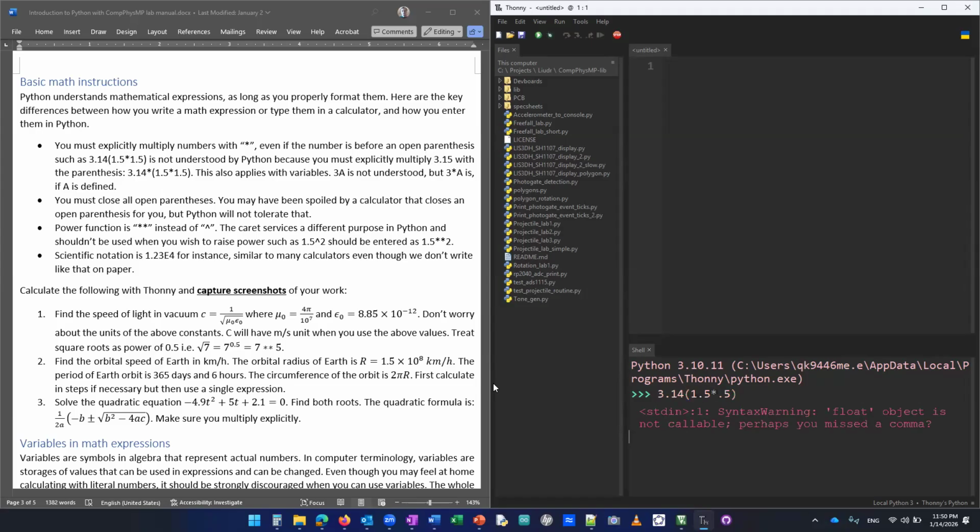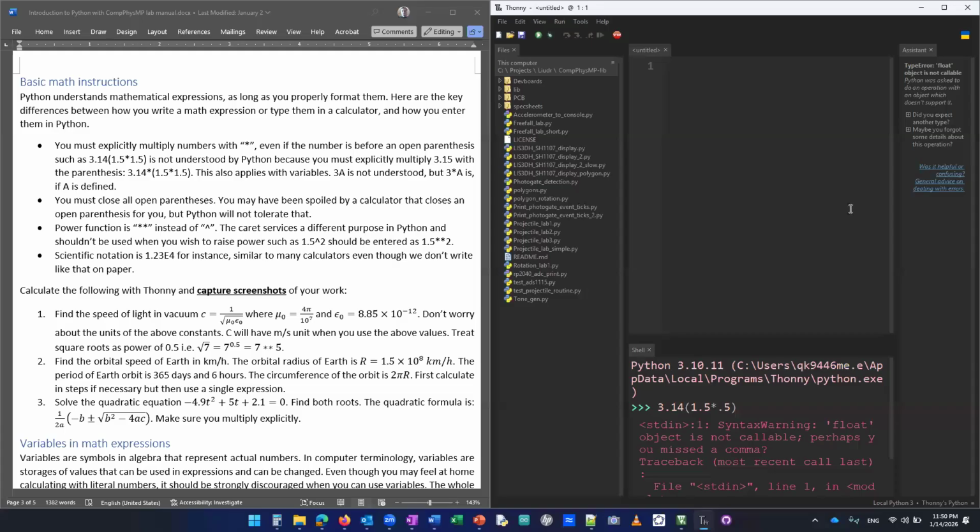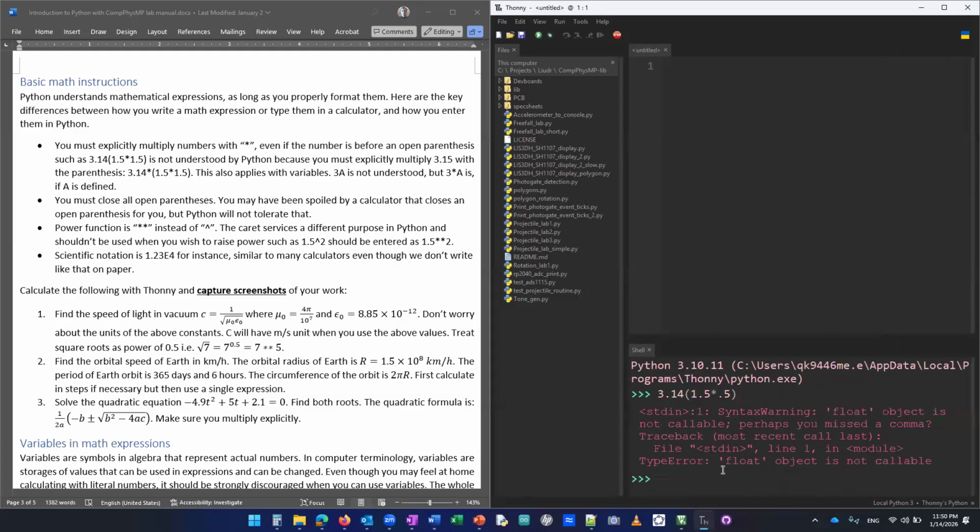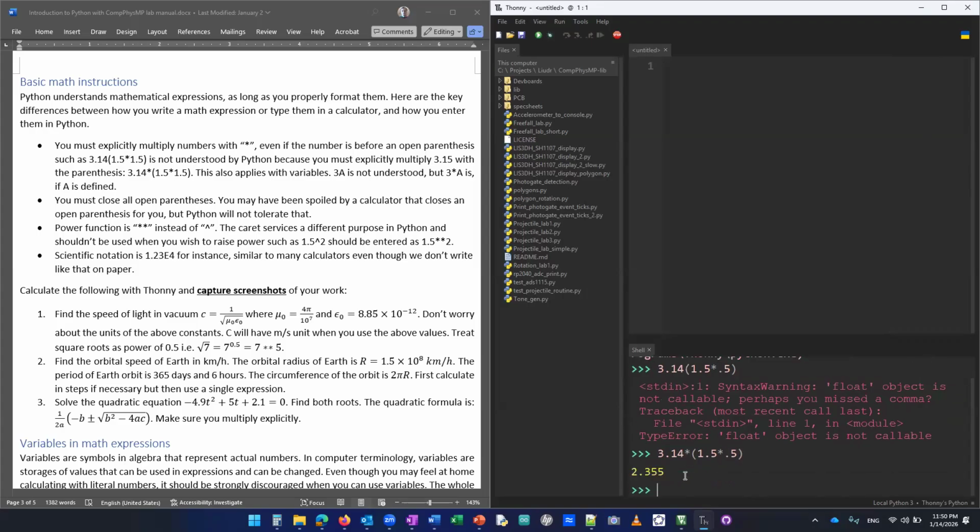Okay, so right here is a syntax error. There's also some help coming out. That's fine, we'll skip it. So it's not understood. What do we do? Well, we can press the up button, recall this, and add the explicit multiplication. Then we get the answer out. So that's something you need to watch out for.